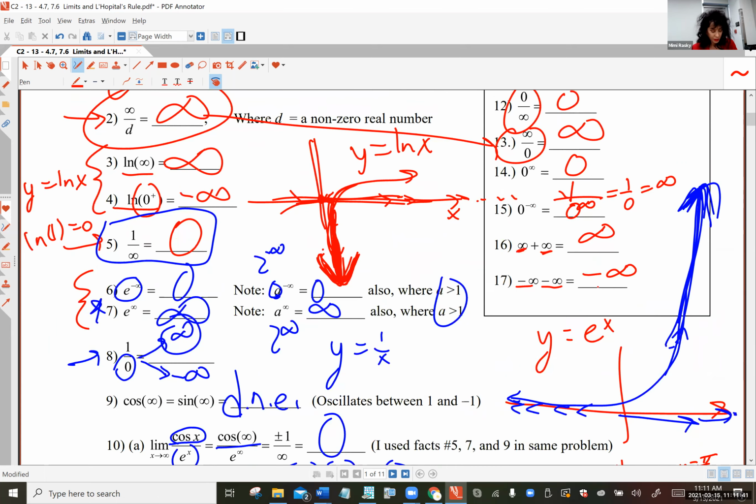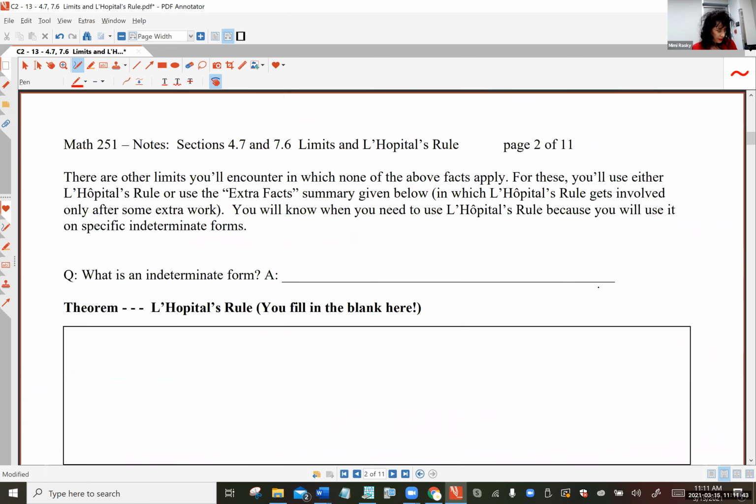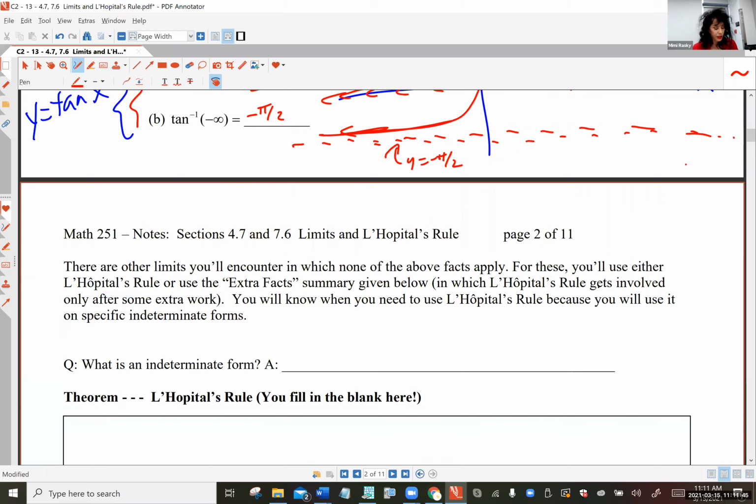So let's actually do some examples now with L'Hopital's rule after we go over what that is. Cool. So let's talk about indeterminate form. An indeterminate form is something that you can't figure out what it is. Like, don't even say you know what it is. Like, oh yeah, that's 0. No, you don't.